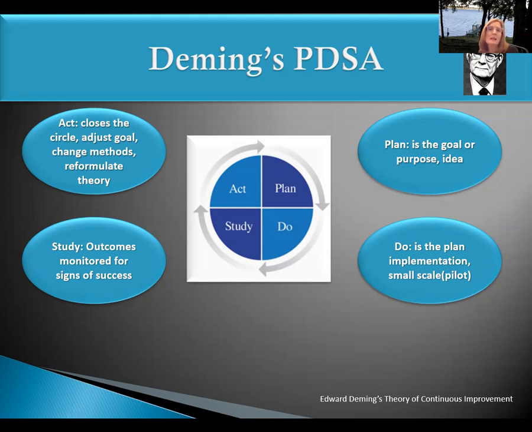You say, okay, well, let's start with one building and let's see how it works, and let's find out what does and doesn't work. And then you would study your plan, you would study the outcomes, and then you would close the circle and determine if you need to change your methods or reformulate what you're doing.